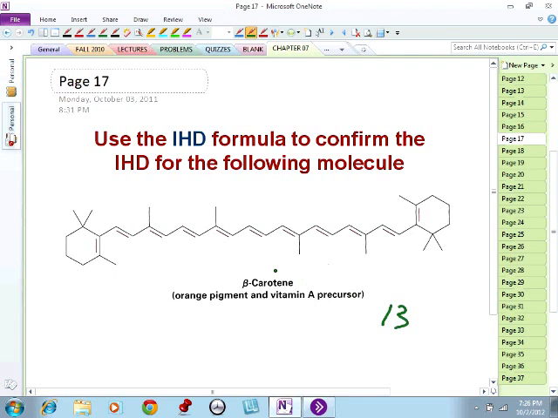But the reverse is I could give you the formula for this molecule and say determine the IHD. I could do that also. Why not? So anyway, at this point, we have come to the end of today's presentation.